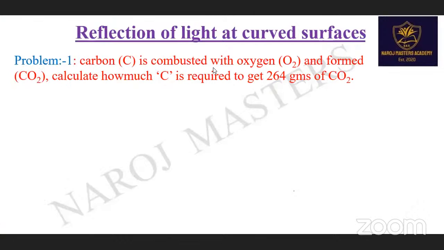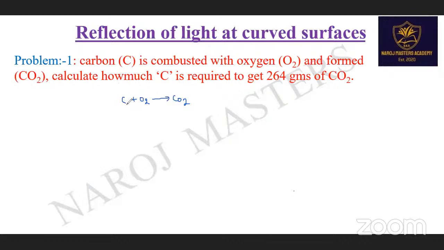Carbon is combusted with oxygen, O2, and forms carbon dioxide. Calculate how much carbon is required to get 264 grams of carbon dioxide. So when carbon is combusted with oxygen, it gives rise to carbon dioxide. The atomic mass of carbon is not given in the question, so we have to remember this one. We should know the atomic masses of carbon and oxygen.